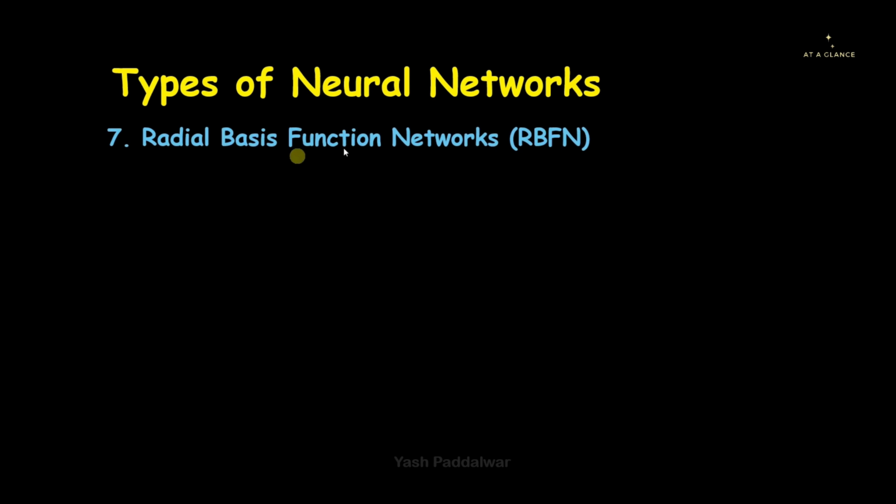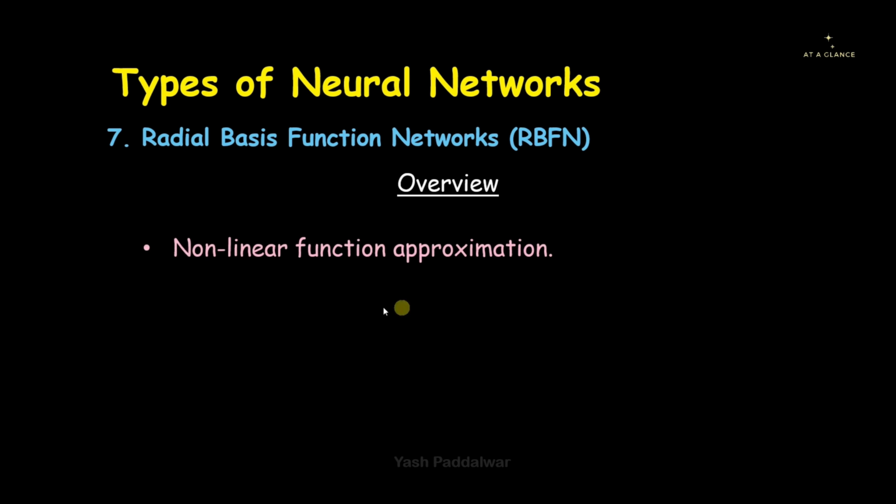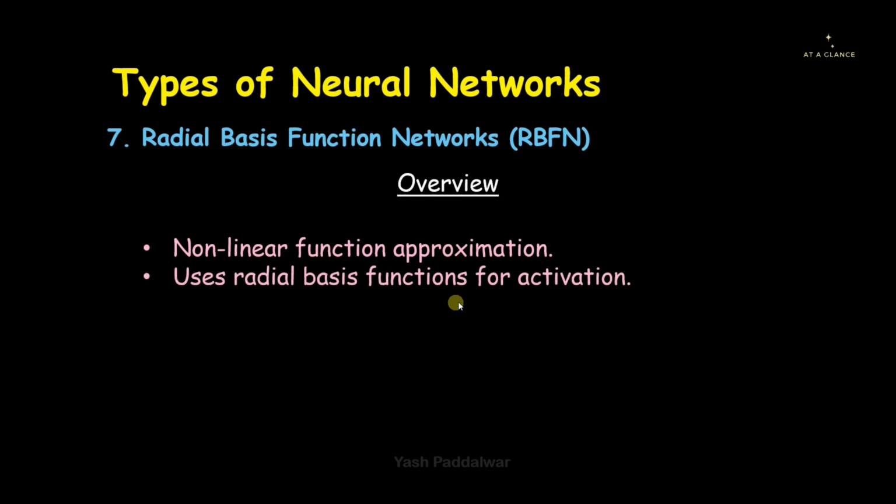The next type of neural network is radial basis function networks, which is commonly called RBFN. So first, let's have an overview of RBFN. Now, RBFN neural networks are used for nonlinear function approximation. It specially uses radial basis functions for the purpose of activation.